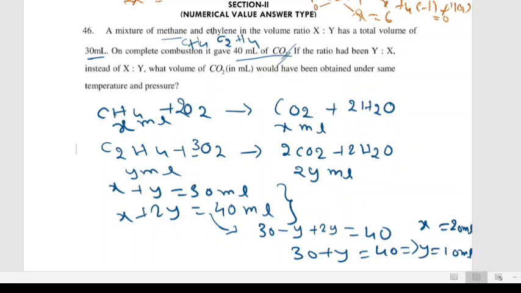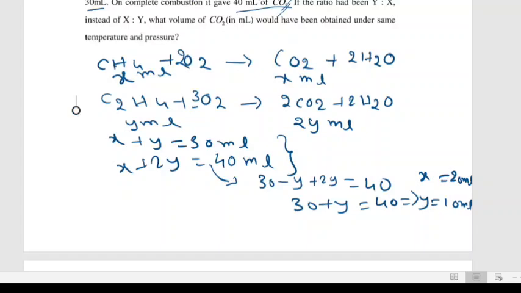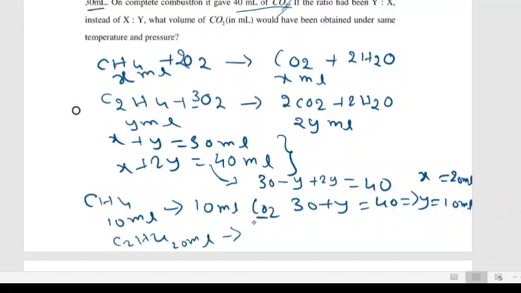But what they are saying, instead of taking X is to Y, if they take Y is to X, what does it mean? This time, X ml is produced. Instead of X ml, if we take Y ml of methane, that means this time for CH4 we have to take 10 ml, so that it produces 10 ml of CO2. But C2H4 we have to take X ml, so that means 20 ml C2H4 we have to take. 20 ml readily produces how much amount of CO2? Twice the amount, right? So 40 ml.